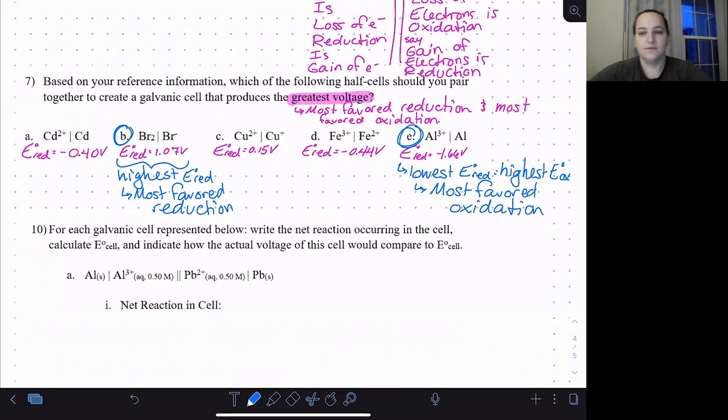So to get the highest possible voltage, looking at just your standard reduction potentials, you always want to pair the very highest one with the very lowest one that you have available to you. Because when you flip the sign on that low one, it now becomes the highest oxidation. And then you add those two things together to get your cell voltage. So the biggest difference in reduction potentials is going to get you the biggest cell potential overall.